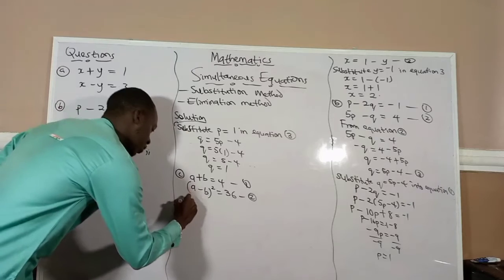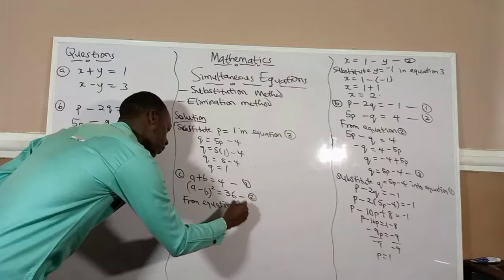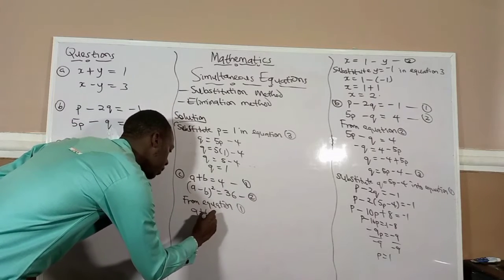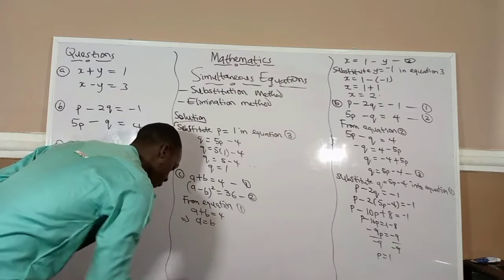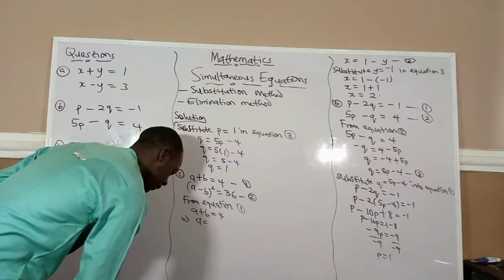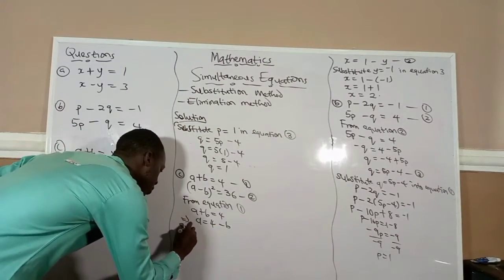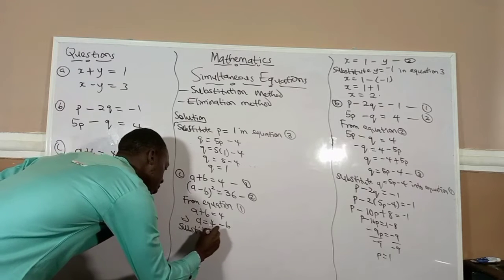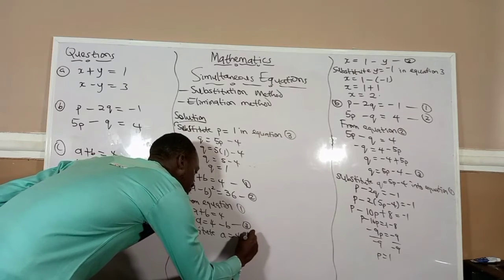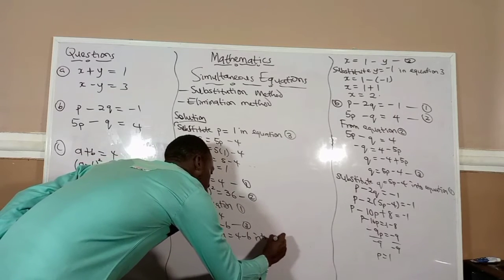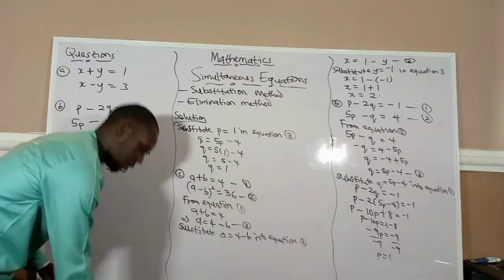Just like I said, from equation 1, a plus b is equals to 4. Then implies that a is equals to 4 minus b. Sorry, that's 4 minus b. Then the next thing is substitute a is equals to 4 minus b into equation 2. Don't forget equation 2. Okay, so let's move on.